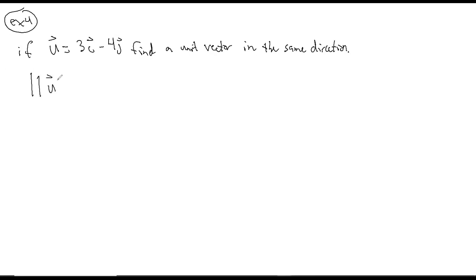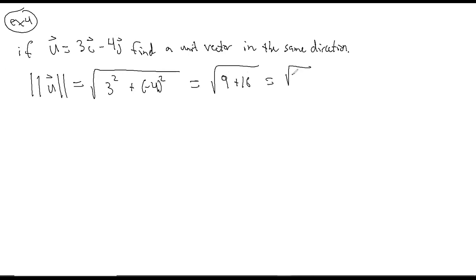We need to find out how long exactly is this vector. And this is where we do, it's just the Pythagorean theorem, the a squared plus b squared equals c squared, but we go ahead and take the square root of both sides. So that's the square root of the squares of the components. So the square root of 3 squared plus negative 4 squared. Well, 3 squared is 9, negative 4 squared is 16, 9 plus 16 is 25.